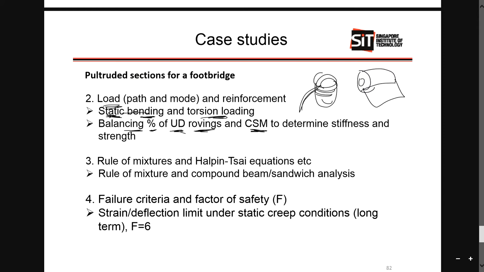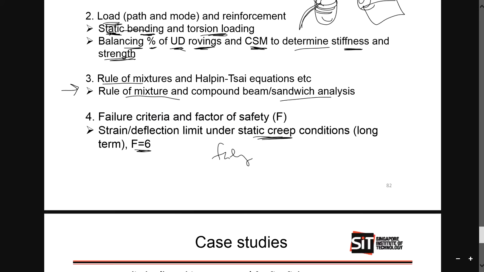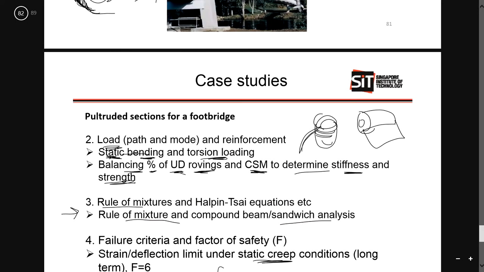So these are the two types. You need to balance between choosing the percentage of them, and this allows you to determine the stiffness and strength of your materials. And to determine the strength and stiffness, you use your micromechanics again. It's sandwich beam analysis again, and it's static, creep loading again, and fatigue. So your factor of safety is equal to 6 also. And this is it for the footbridge.